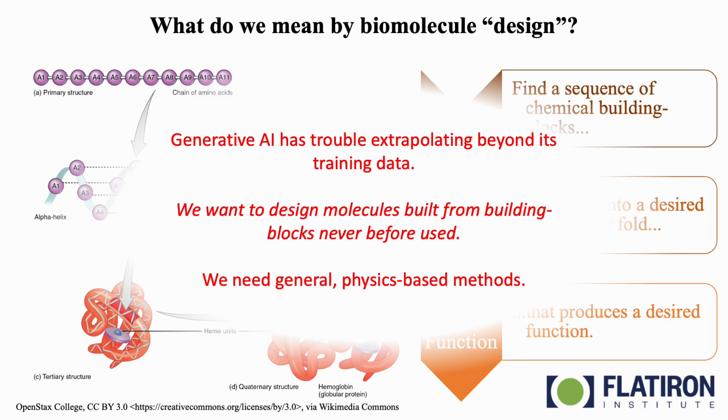Now, we can use generative AI for this a little bit if we want to restrict ourselves just to the canonical amino acids. But generative AI has trouble extrapolating beyond what it was trained on. And if it was trained on natural proteins, it's going to have a really, really hard time modeling a non-canonical amino acid. Chemists have come up with thousands of building blocks that we can and should be using to develop drugs, and we want to use those, so we need general physics-based methods.